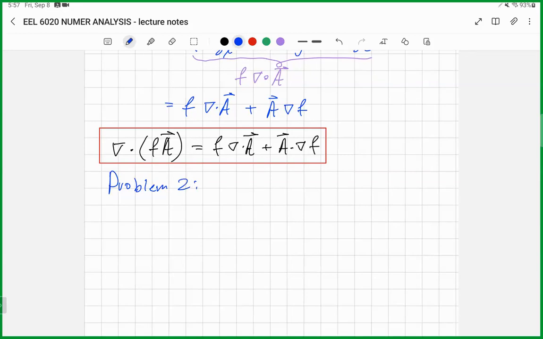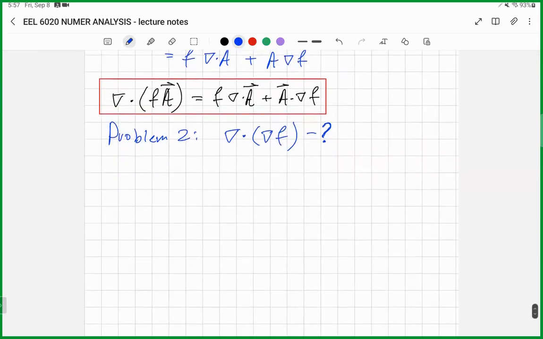Problem number 2. What is the divergence of a gradient? Even though f is a scalar field, and we cannot take the divergence of a scalar field, the gradient of a scalar field is a vector, and we can take the divergence of this vector, the gradient of f. So what is it?